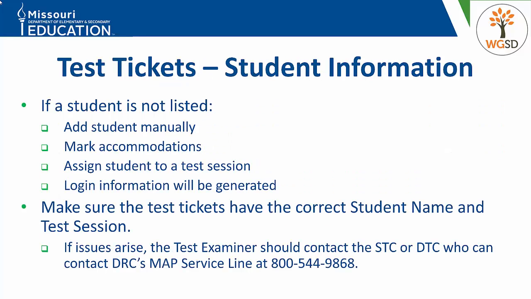Test tickets and student information. If a student is not listed, you'll need to contact Tim Brown and he will add the student manually. You will then be advised to mark any additional accommodations that the student will need. Tim will assign the student to a test session, and then login information will be generated. Make sure the test tickets have the correct student name and test session on them. And if any issues arise, the test examiner should contact the STC, which is the Building Site Test Coordinator, or the DTC, which is Tim Brown, who can contact DRC's MAP Help.